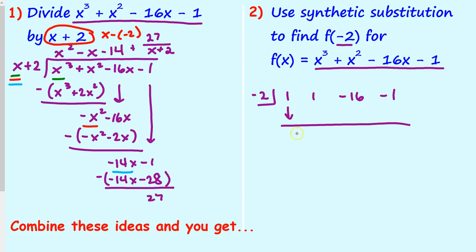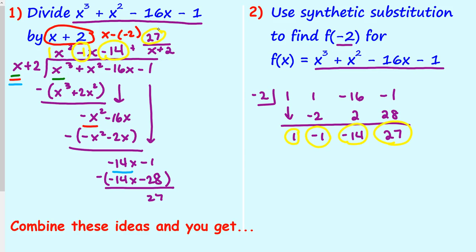Bring down the first number, multiply it by the number in the box, write it down, and add. Multiply that by the number in the box, write it down, and add. Multiply that by the number in the box, write it down, and add. Notice these numbers we get: 1, negative 1, negative 14, and 27.